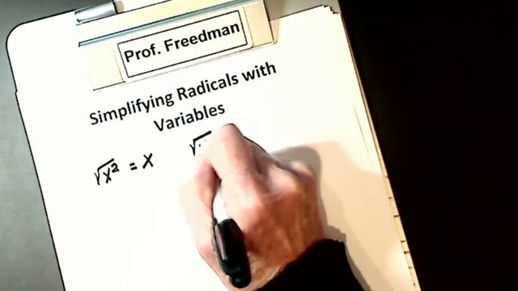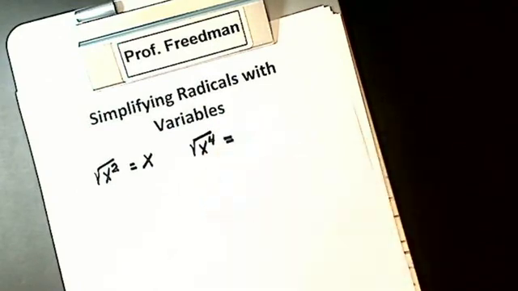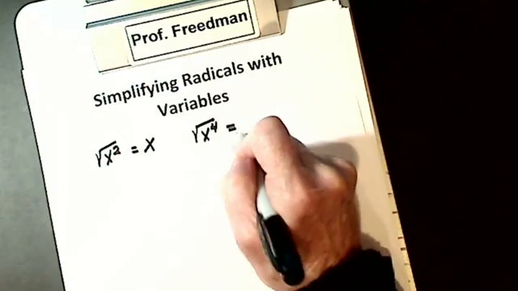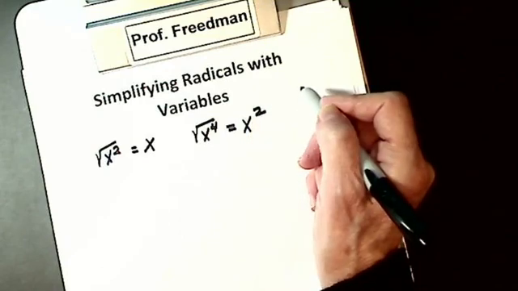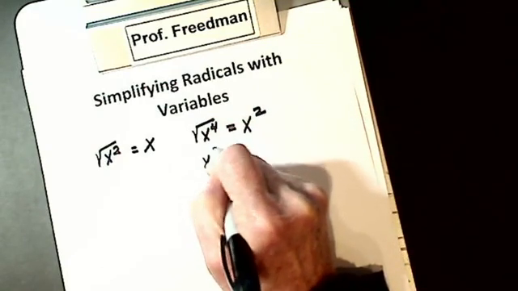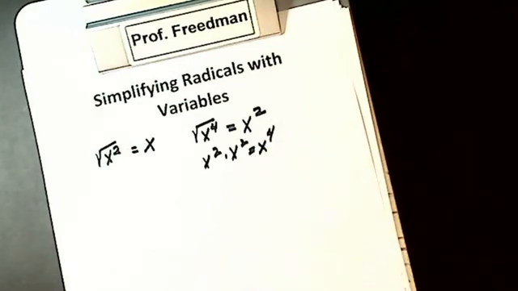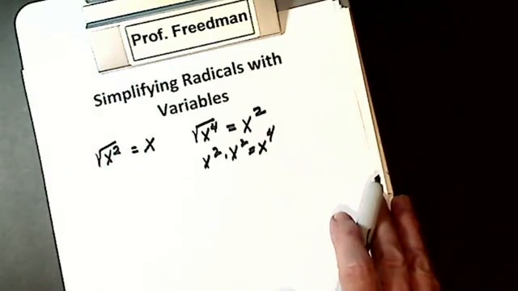What if I want to take the square root of x to the fourth? I want to know x to the what times x to the what gives me x to the fourth. And remember, in multiplication, we add exponents. So it's going to be x squared, because if I take x squared times x squared, I add exponents, I get x to the fourth.